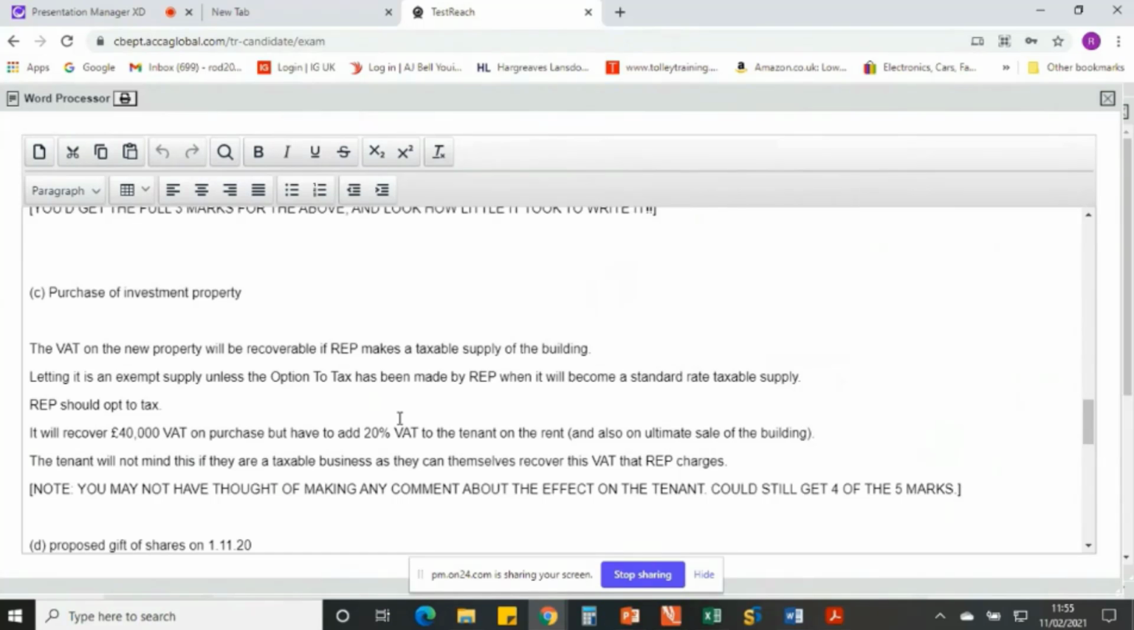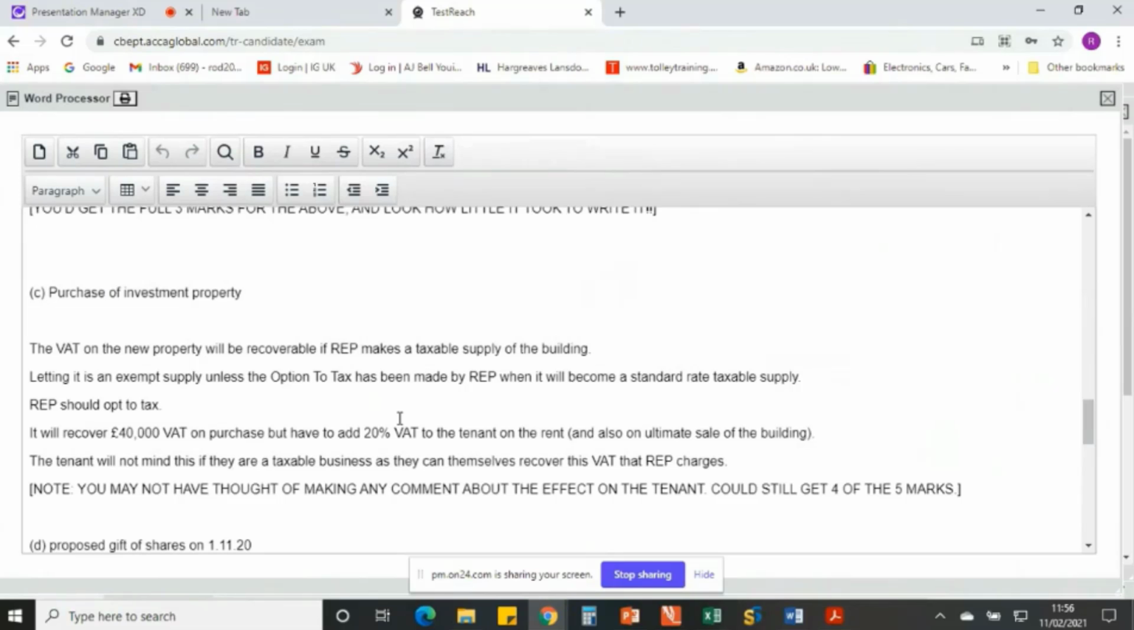Okay, so what I'm saying here is the VAT on the new property, so what REP pays, will be recoverable if REP makes a taxable supply of the building. Okay, that's a statement of technical fact, if you like, a technically correct point. The VAT on the new property will be recoverable if REP makes a taxable supply of the building.